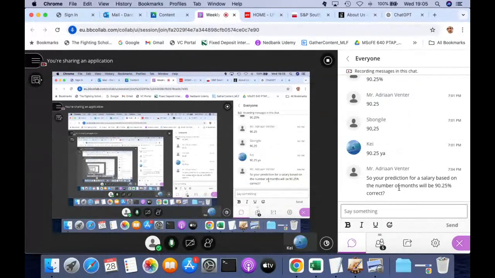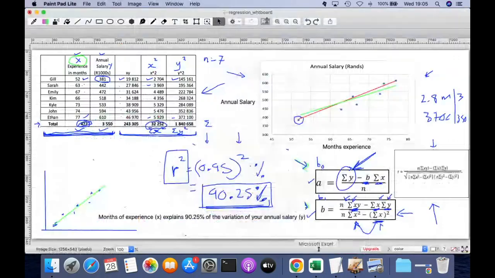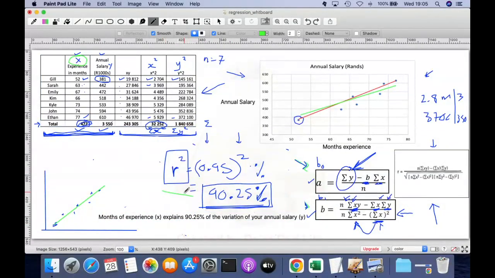So the prediction for a salary based on the number of months. No, Adrian, no. It doesn't have to do with accuracy. I think what you're saying here is more about accuracy. That's not it. It just says that as the variation in your y, the change in your y, means the higher this value is, this r squared, the higher this value is, it's telling you that if you change x just a little bit, it has a significant change in your y. That means your y is very sensitive to your x.